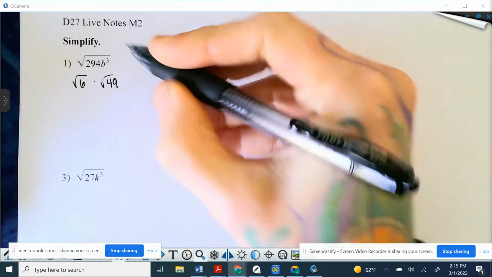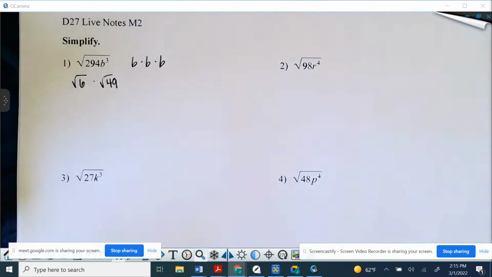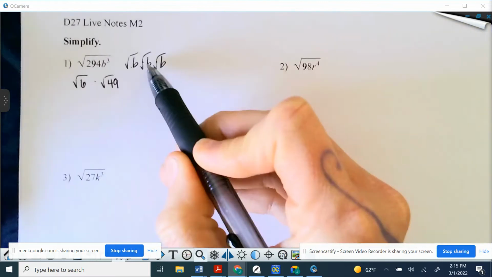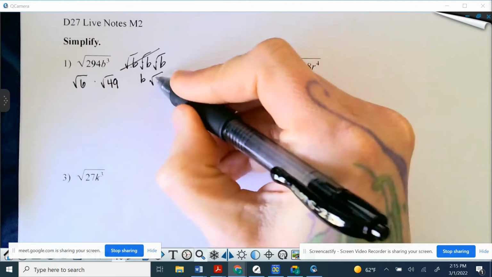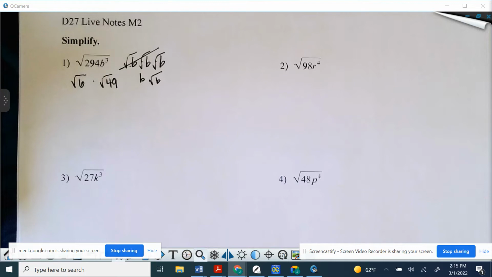The b, just know that this is b times b times b. And that we can look at them as square root, square root, square root. And the square root of b times the square root of b gives me a b. So then we're stuck with 1 square root of b at the moment. So b is going to go in the front, and a b is going to stay underneath the radical bar.